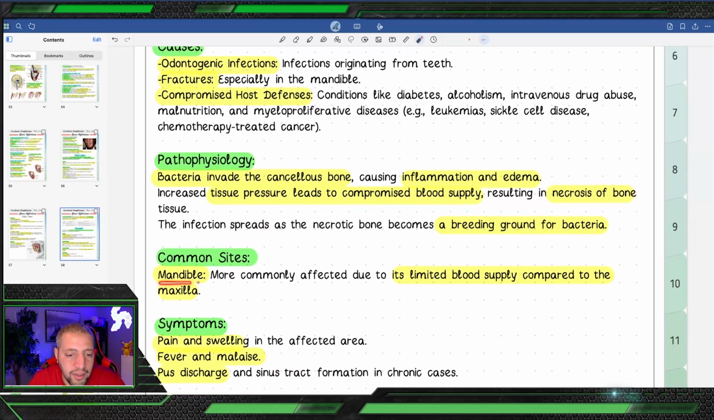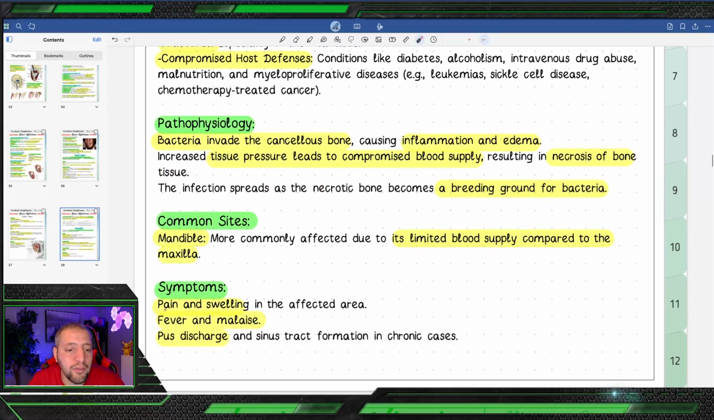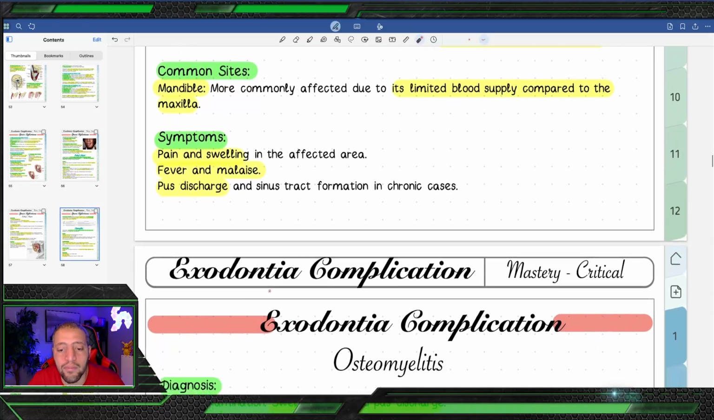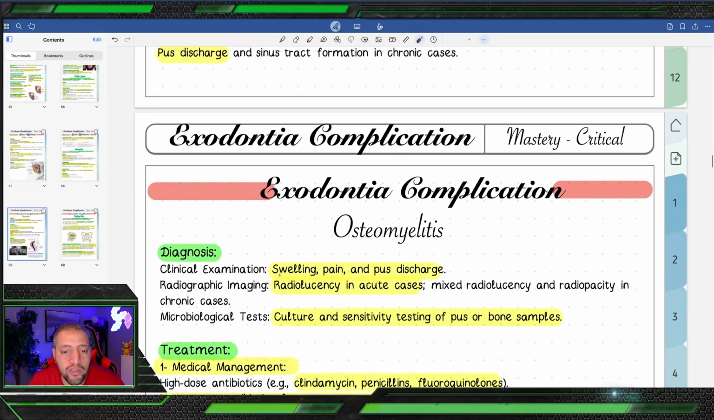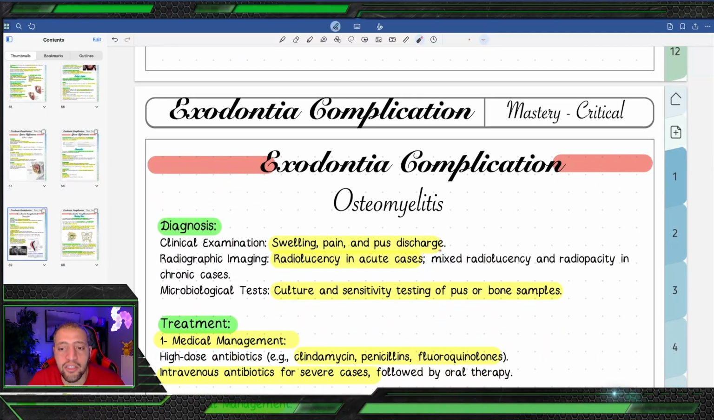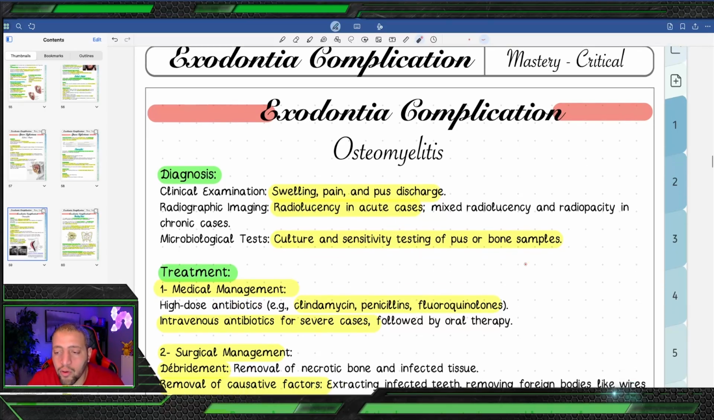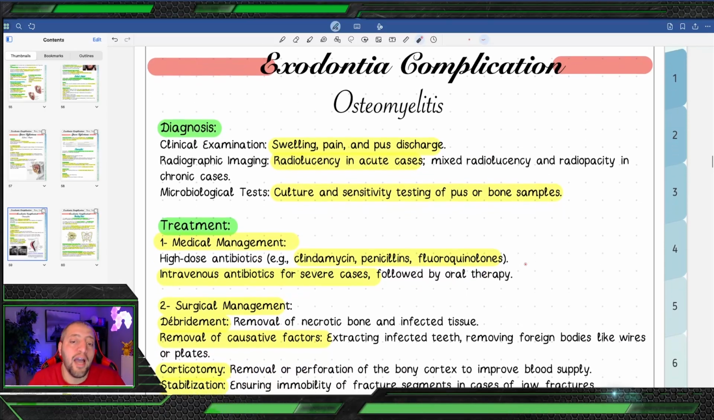Common site: mandible, because the mandible has limited blood supply compared to the maxilla. Symptoms: pain and swelling, fever, malaise, and pus discharge coming from the infection. How do we diagnose it? Swelling, pain, and pus discharge. So this is enough to say this is osteomyelitis. Radiolucency in acute cases, and then we do culture and sensitivity testing to see pus and or bone sample in this one.